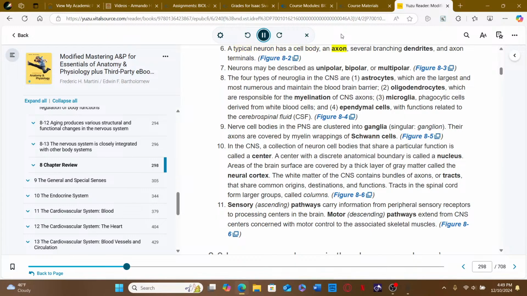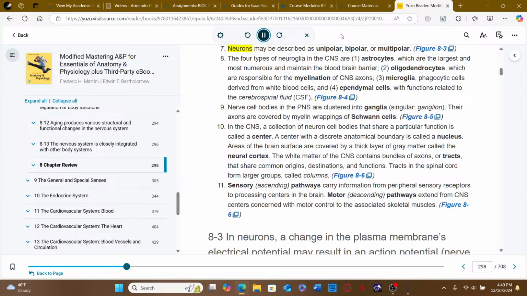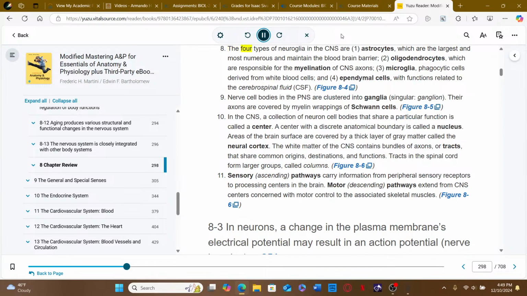A typical neuron has a cell body, an axon, several branching dendrites, and axon terminals. Neurons may be described as unipolar, bipolar, or multipolar. The four types of neuroglia in the CNS are: 1. Astrocytes, which are the largest and most numerous and maintain the blood-brain barrier. 2. Oligodendrocytes, which are responsible for the myelination of CNS axons. 3. Microglia, phagocytic cells derived from white blood cells. And 4. Ependymal cells, with functions related to the cerebrospinal fluid, CSF.